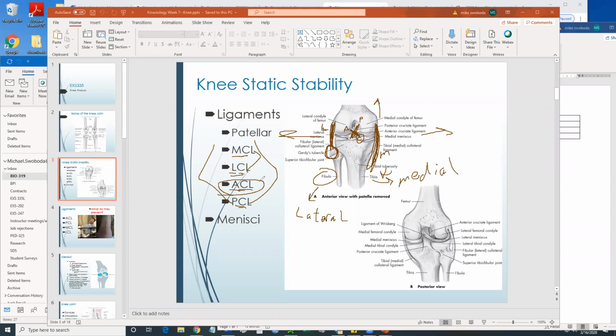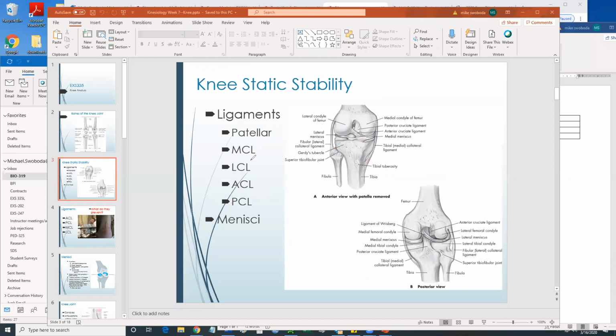The majority of ACL injuries are non-contact injuries. While you can injure an ACL if you get hit in the side of the knee, most likely if you injure your ACL, it's because you have medially rotated. So you've done medial rotation with a fixed foot. So your foot was stuck on the ground and then you turned inward. That's usually what's going to injure your ACL.